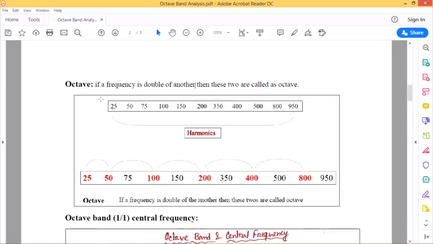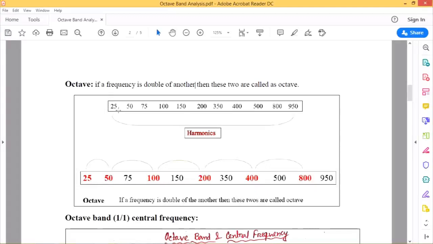Okay, say for example, you have a complex tone and the frequencies present in that complex tone are as given in the picture also. There is 25, 50, 75, 100, 150, 200, 350, 400, 500, 800, 950. You can see. So first of all, what is the fundamental tone? There is 25. So fundamental tone is 25.